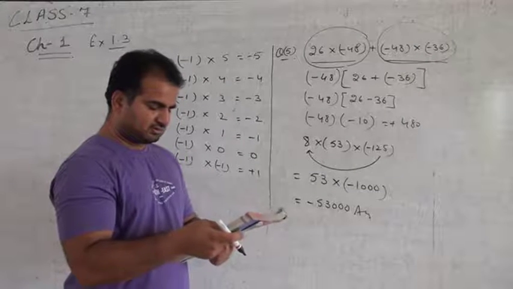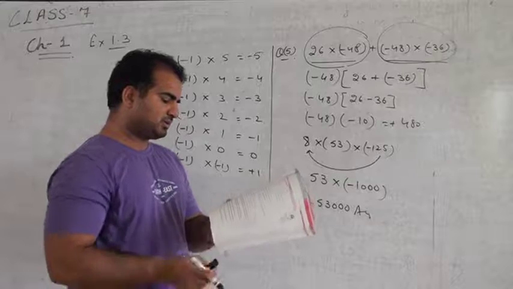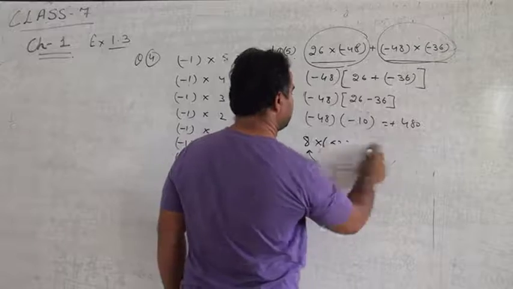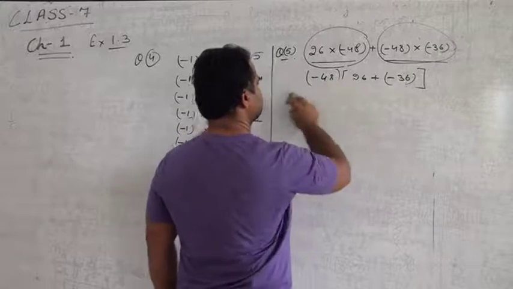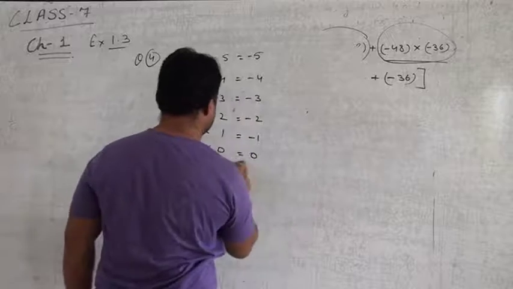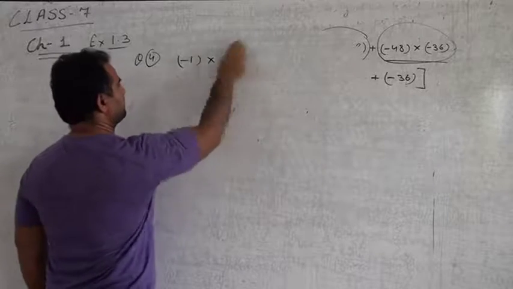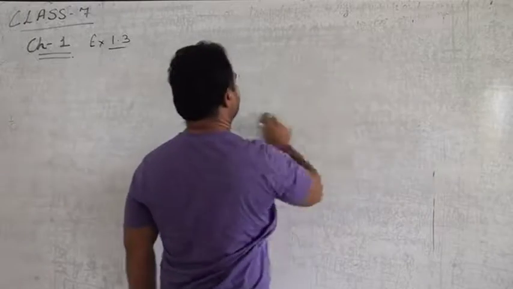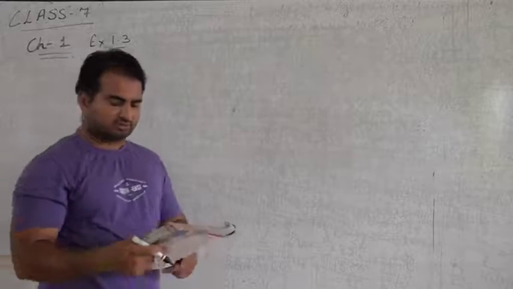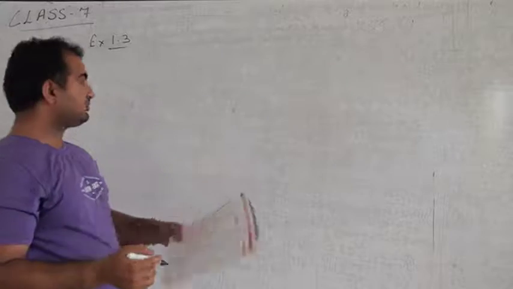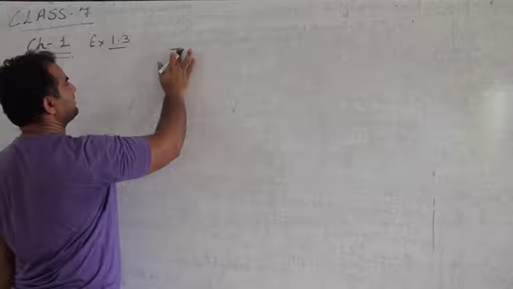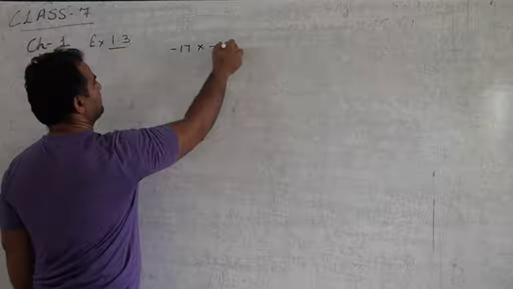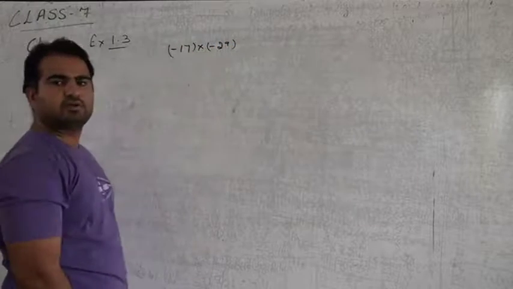The next question which I am going to do is question number G and question number H. Okay, question number G is minus 17 into minus 29. Minus 17 into minus 29. Done?